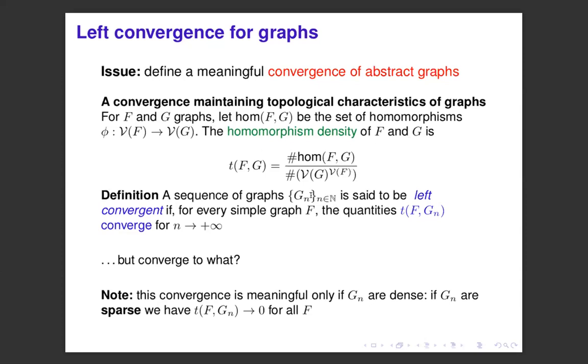And if we have a sequence, then we can look at how, given f, this quantity behaves. This is called left convergence. So we say that the sequence of graphs Gn is left convergent if every time you fix a simple graph, so we have a test graph f, which is simple, then the quantities converge. And this is a type of convergence which is meaningless if we have sparse graphs, because for sparse graphs, for every fixed f, these all converge to 0.